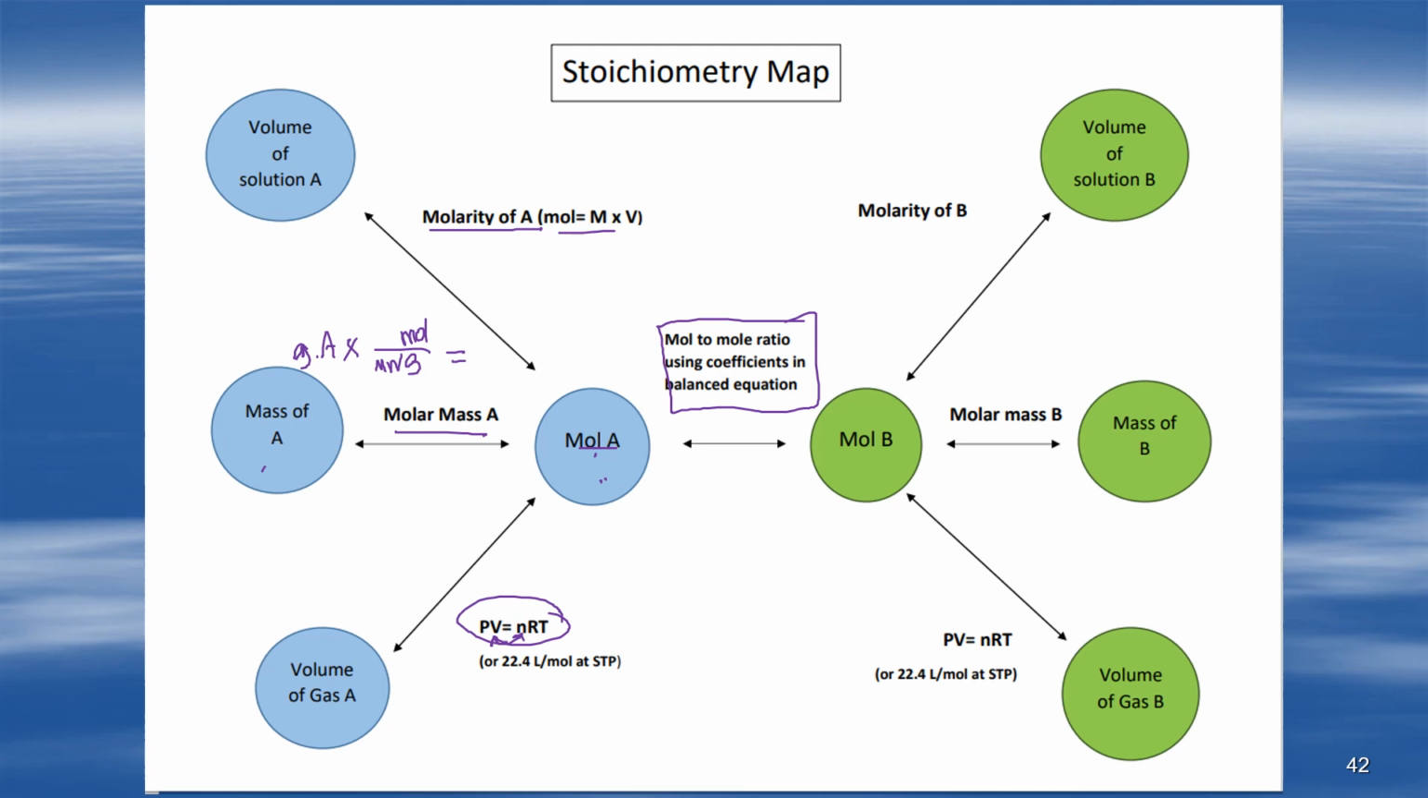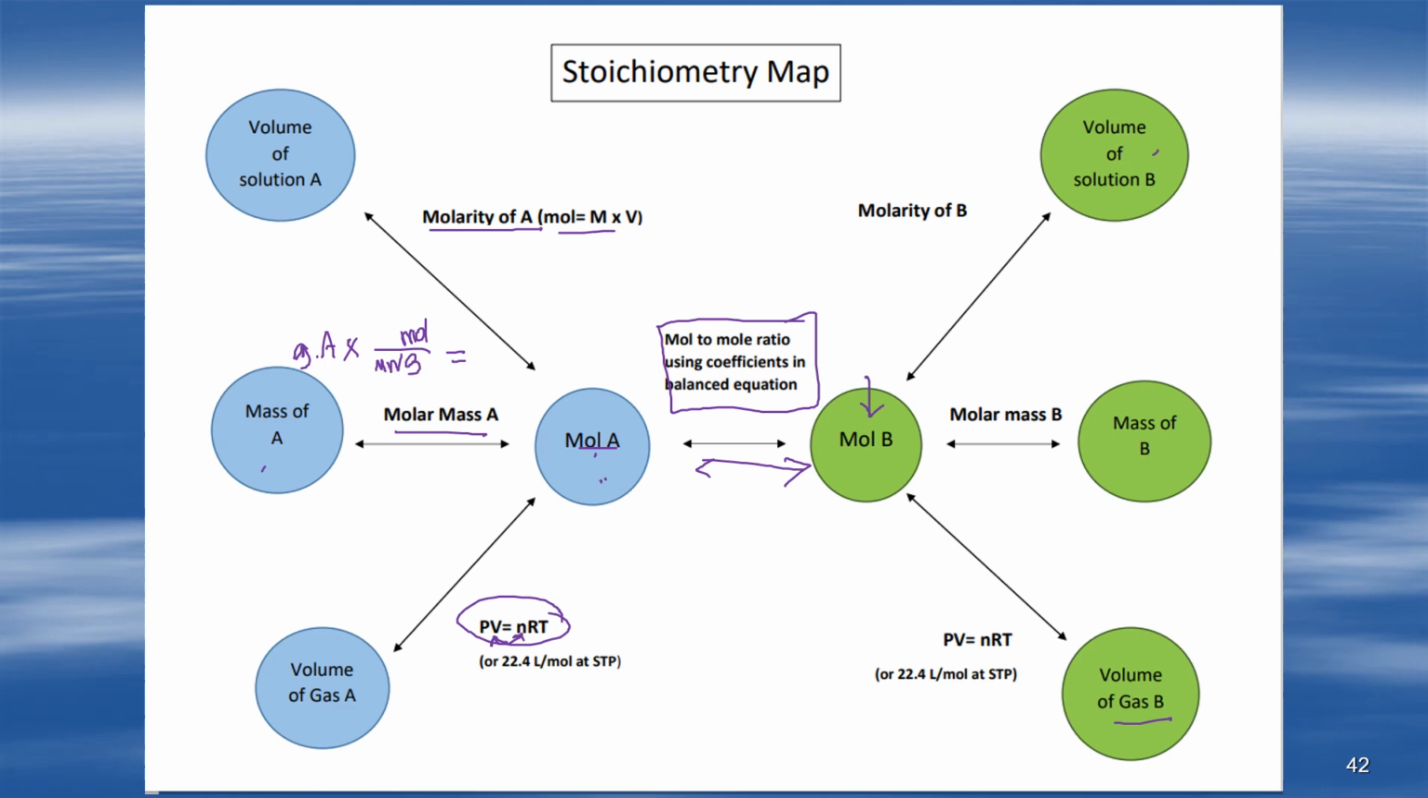Now, once you convert to moles of B, you have lots of options again. If it's a solution and we want to know the volume of B, then we can use molarity of B. If we need to know the mass of B, then we can use the molar mass of B to convert to grams of B. Or if it's another gas, then we can convert to volume of the new gas, again, by using PV equals nRT. So the key thing here is the mole-to-mole ratio to convert one to the other. And you never want to forget that mole-to-mole ratio.